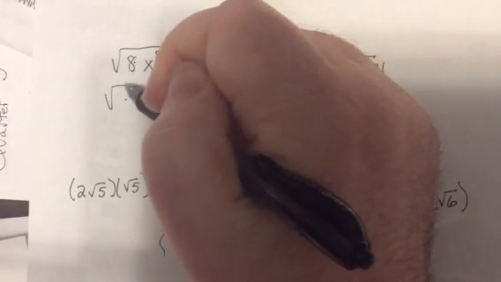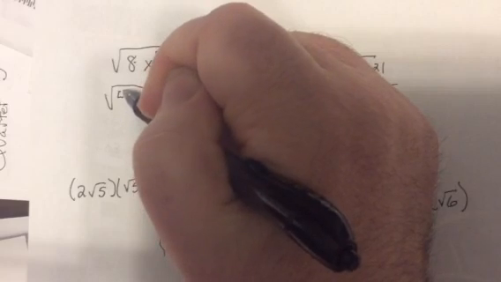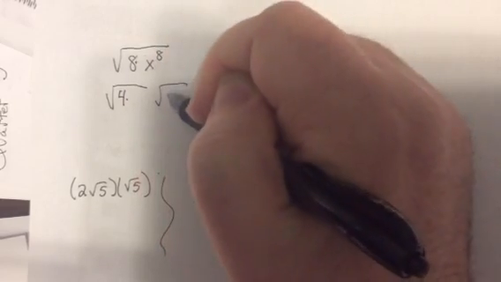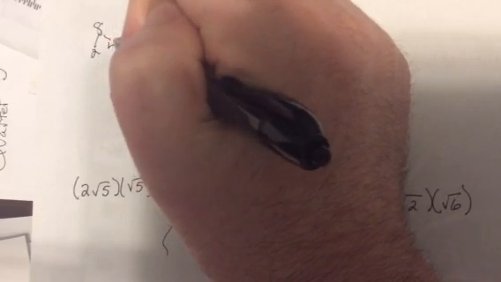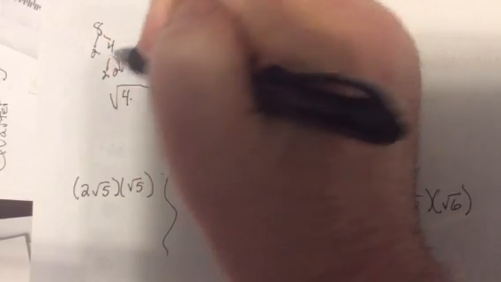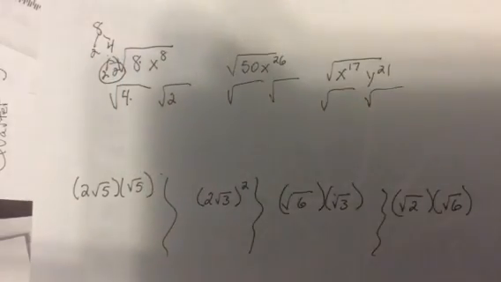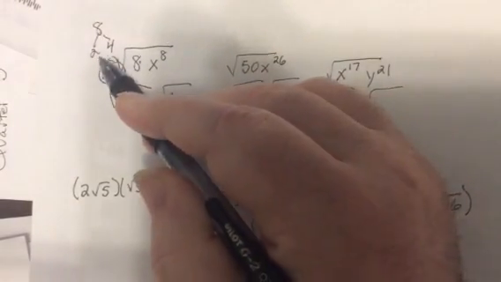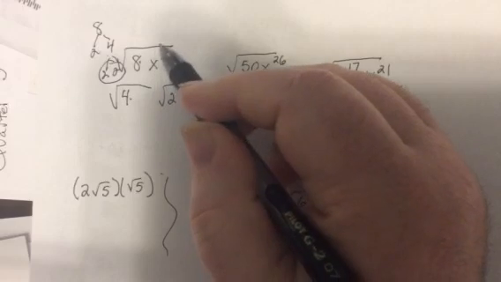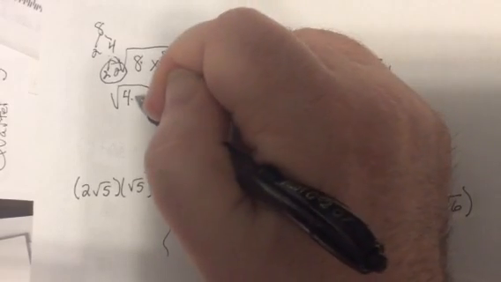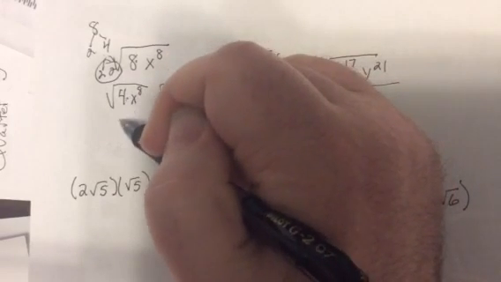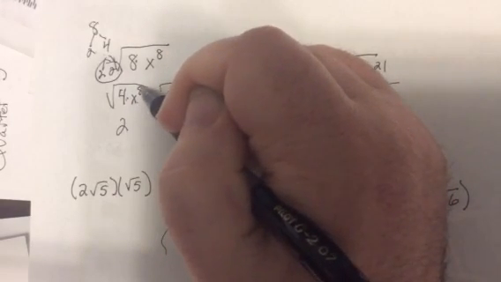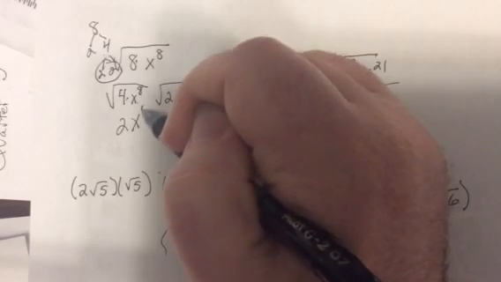So 8. 8 is 4 times 2. 4 is the perfect square. Now you could go, okay, 8 is 2 times 4, that's 2 times 2. I need 2, 2. Got 1 left over, so it's stuck here. Now this is an even power, so it goes here. So square root of 4 is 2. X to the 8th, divide this by 2.